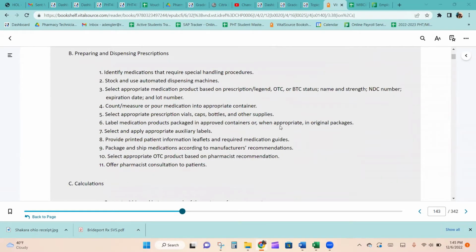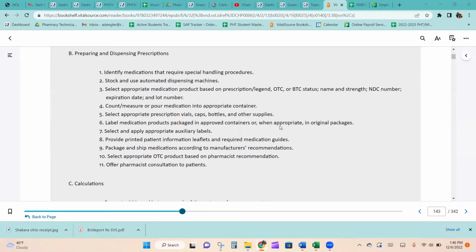Preparing and dispensing prescriptions: identify medications that require special handling procedures, stock and use automated dispensing machines, select appropriate medication based on prescription legend, OTC or BTC status, name and strength, NDC number, expiration date, and lot number, count and measure or pour out medication into appropriate container, select appropriate vials, caps, bottles, and other supplies. Label medication products packaged in approved containers or when appropriate in original packages.